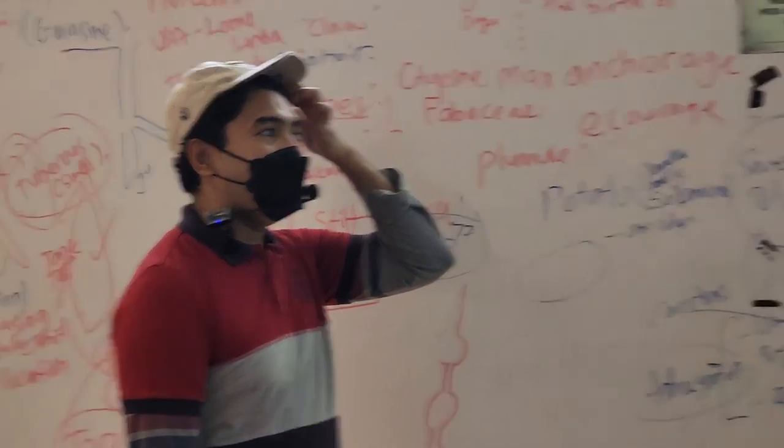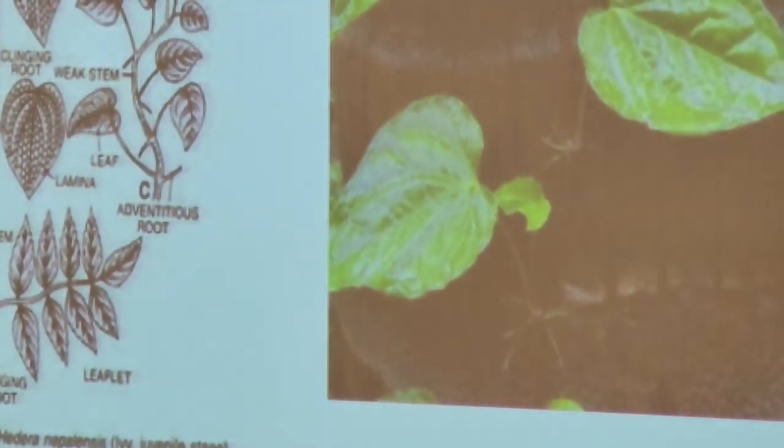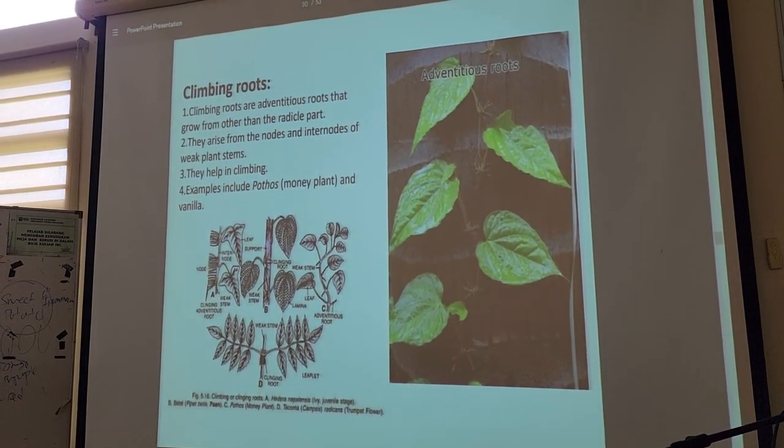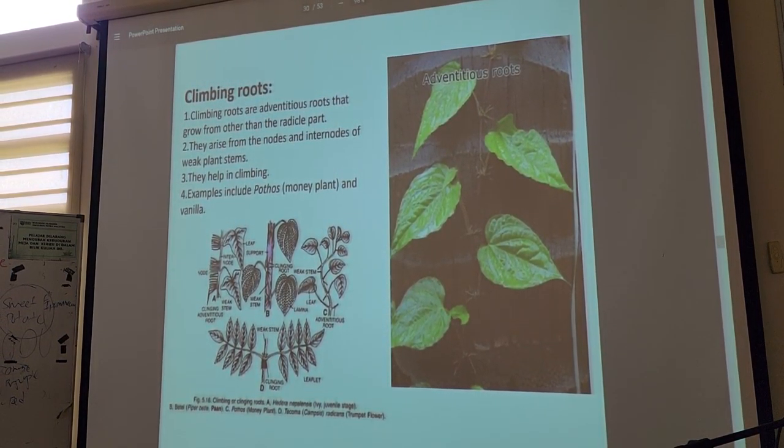And then you have climbing root. You see, this root still serves the function to absorb water and nutrients. It just so happened that it has extra claws and glue. You see, some people grow plants on the wall of the house, right? They belong to this.